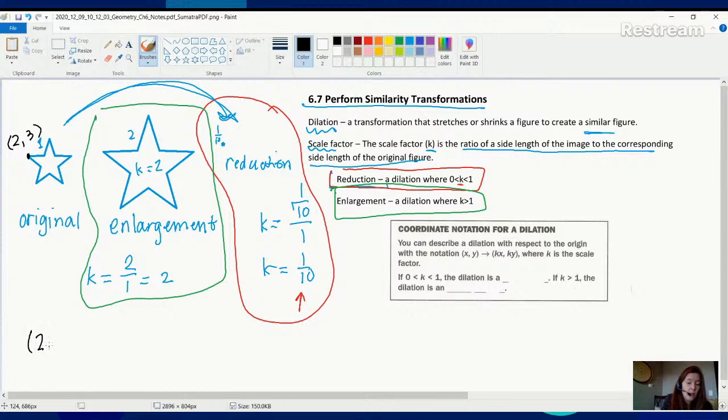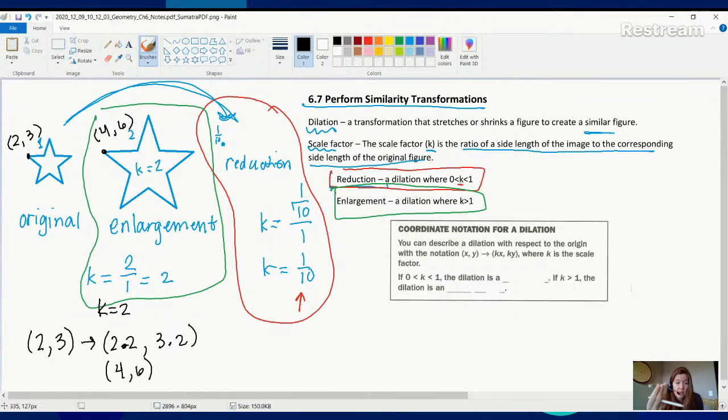If I was using coordinate notation for a dilation, my original spot is at 2, 3, and I want to do an enlargement of 2. So k equals 2. That means that my new spot of my dilation would be 2 times 2, and 3 times 2, or 4, 6. So my new coordinate on my enlargement for that point would be at 4, 6. So you literally take the scale factor k and multiply it by the coordinate to find out where the new spot is.